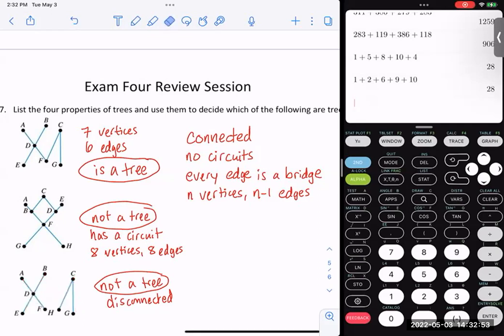Also on this one, we have 1, 2, 3, 4, 5, 6, 7, 8 vertices. But we have 1, 2, 3, 4, 5, 6 edges. So there would have to be exactly 1 fewer for it to work for a tree. So I could probably make it a tree if I added an edge, right? Like if I added 1 here, then that would do it. Any questions I can answer on trees?